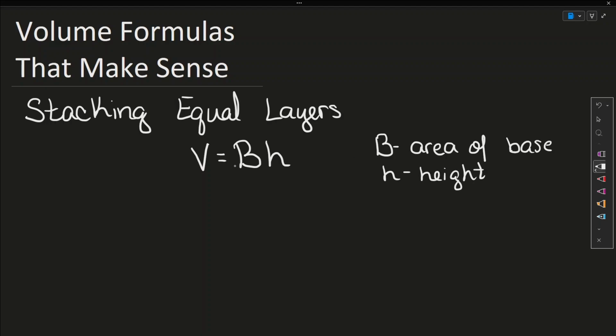And this mainly works for 2 big objects: prisms and cylinders. These are all stacking equal layers, and this formula will work for all prisms and all cylinders.